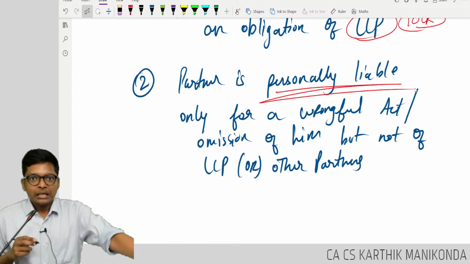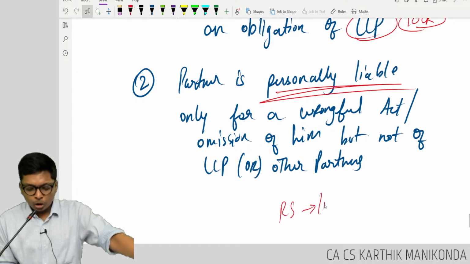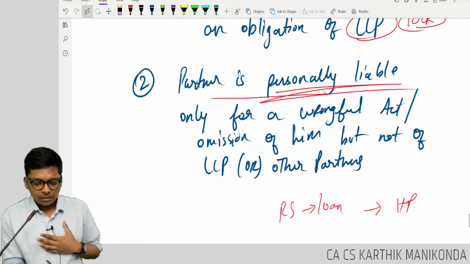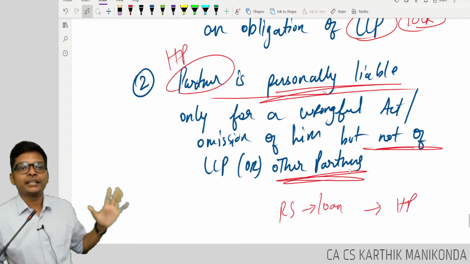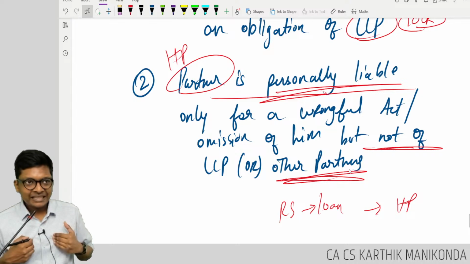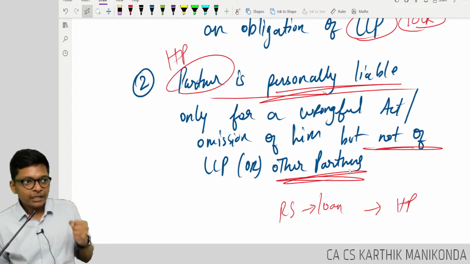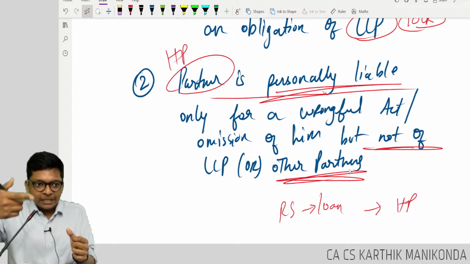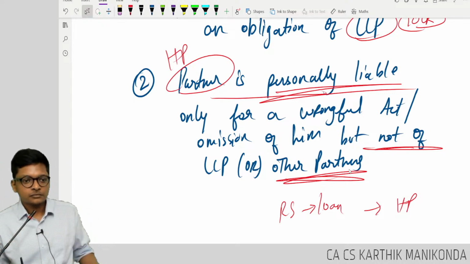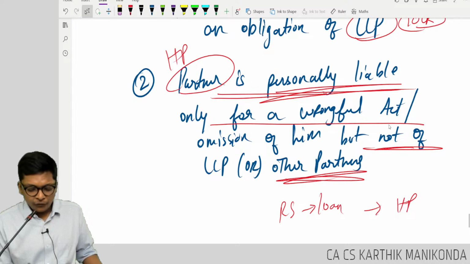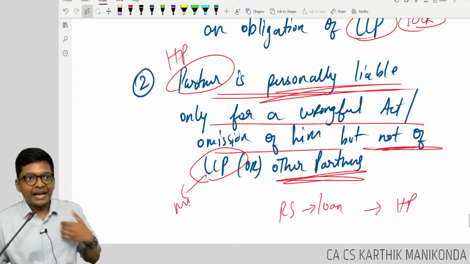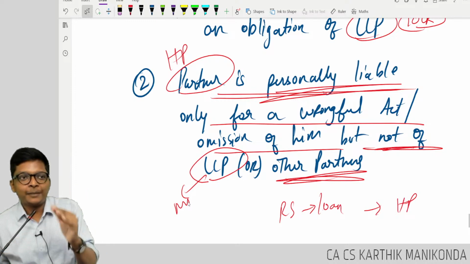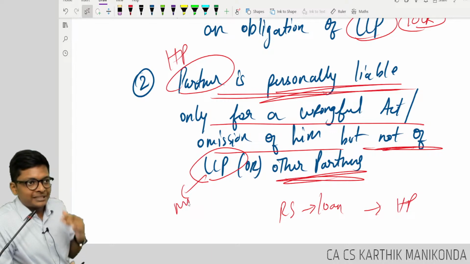What they are saying is, if Rohit Sharma takes a loan, will Hardik Pandya pay? No. Partner Hardik Pandya is not liable for the acts of other partners, but he is liable for things that he does himself. When he goes and crashes, LLP is liable, but later he has to compensate. So he is liable for a wrongful act or omission of him, but not of LLP. If I did some mistake, I am liable. That's it. Partner is liable for the mistakes I am doing.